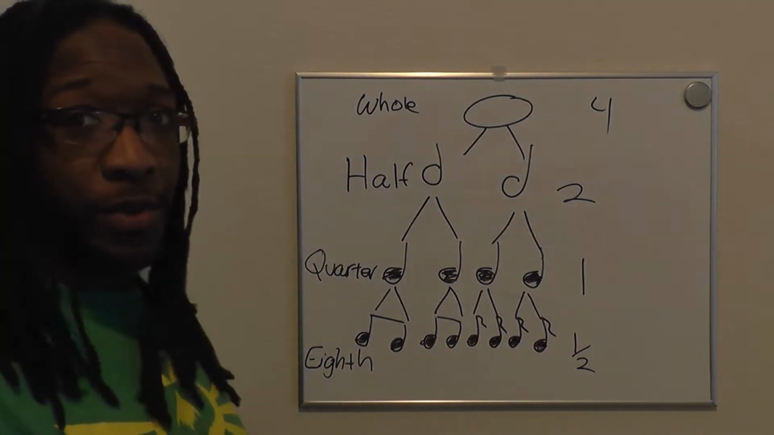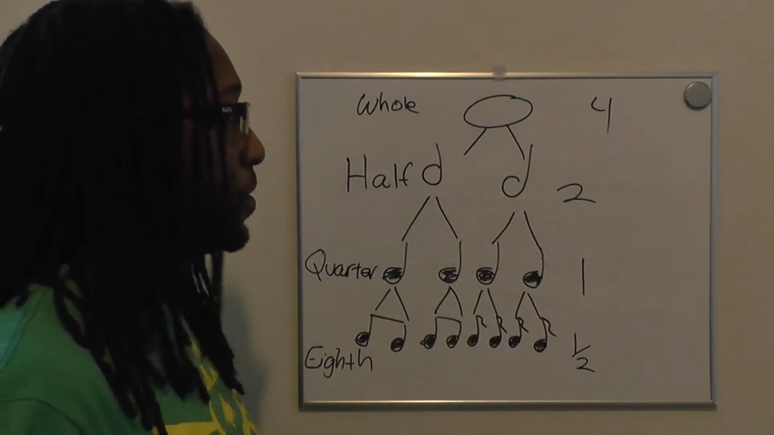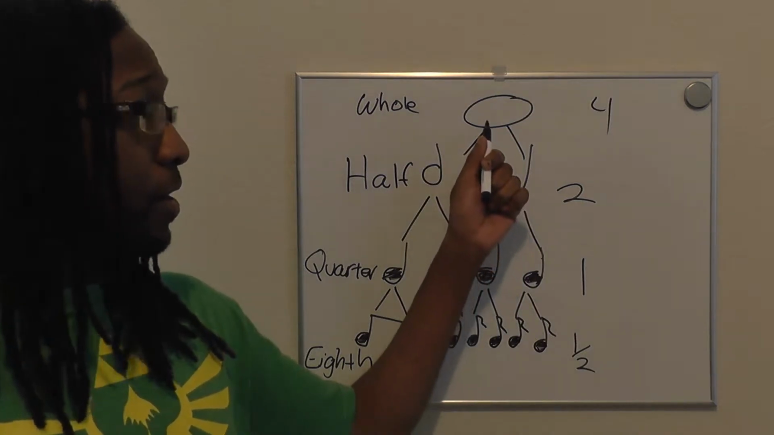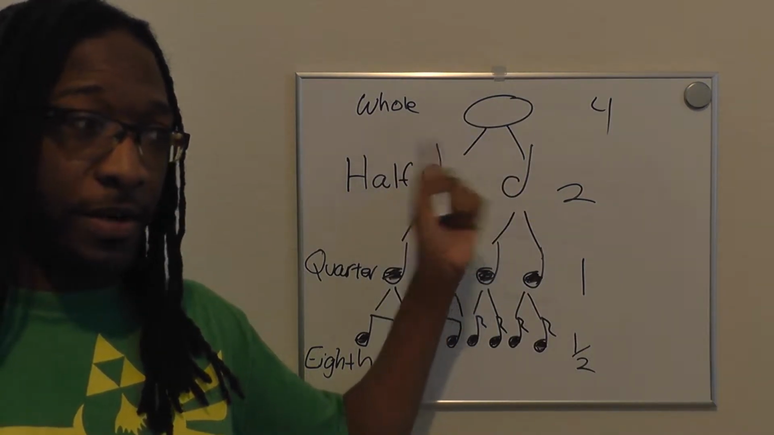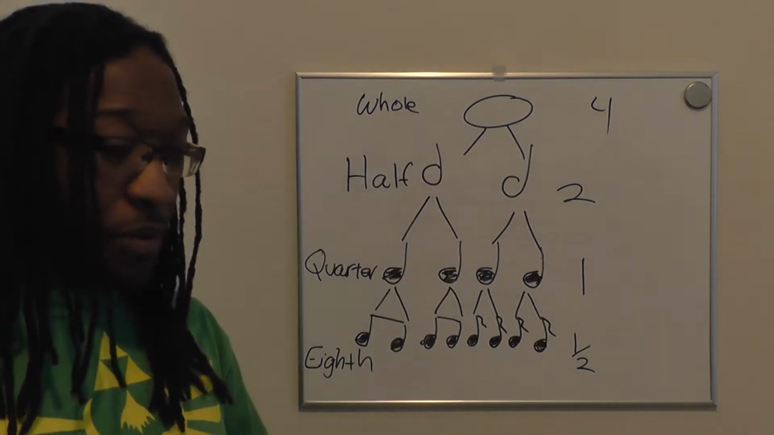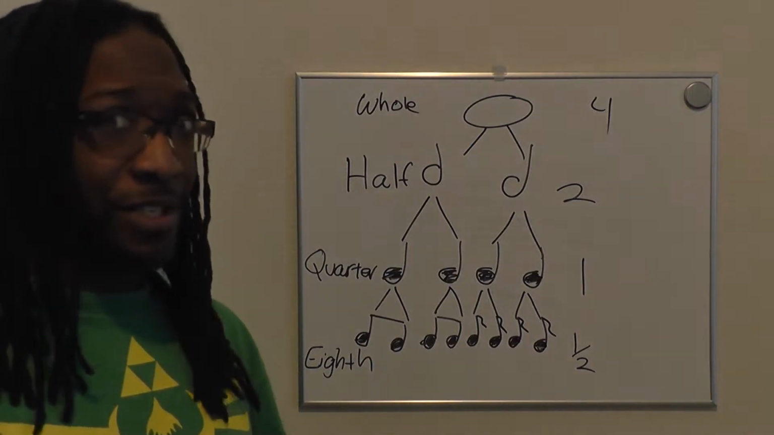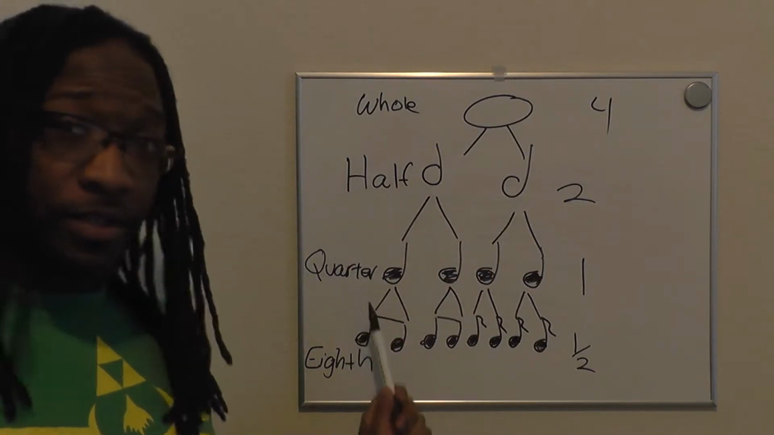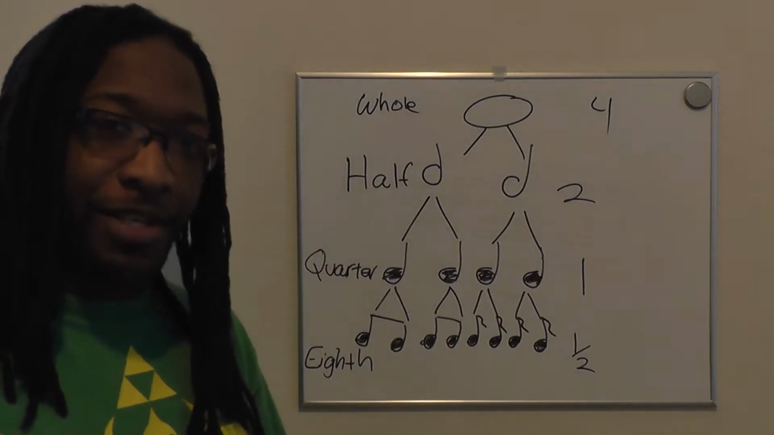Now, one thing that you need to remember when it comes to music is each one of these round parts of the note, which is called a note head, each one of those indicates that there's going to be some kind of a sound. And how it looks tells you how long that sound is going to last.